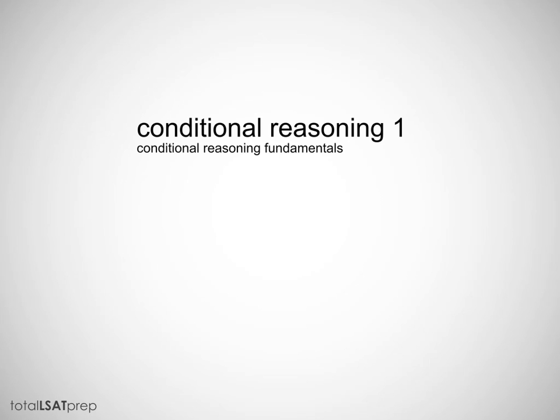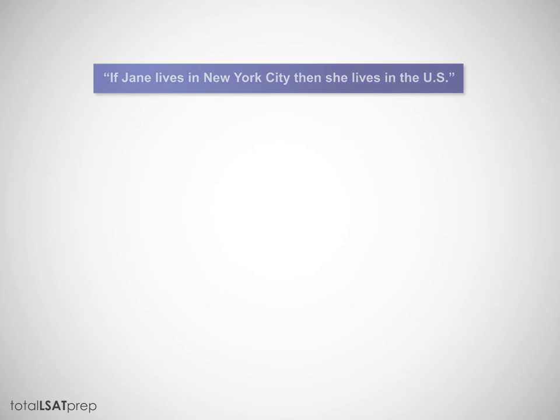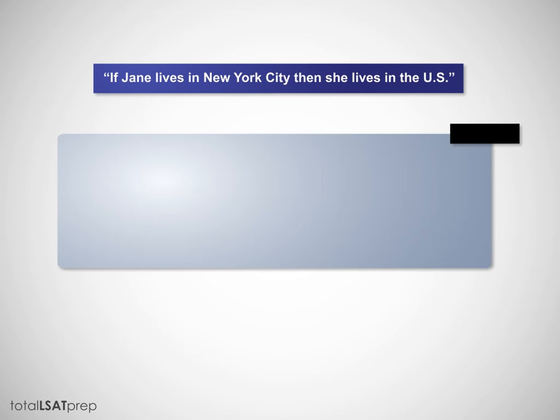Okay, so this is our first video in the conditional reasoning lesson, and in this video I'm just going to give you the essentials, the fundamental information about conditional reasoning. Okay, so let's take a look at this sentence. It says, if Jane lives in New York City, then she lives in the US. Okay, so this is an example of a conditional statement. But what exactly is it?